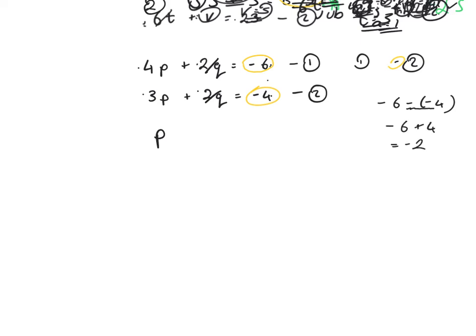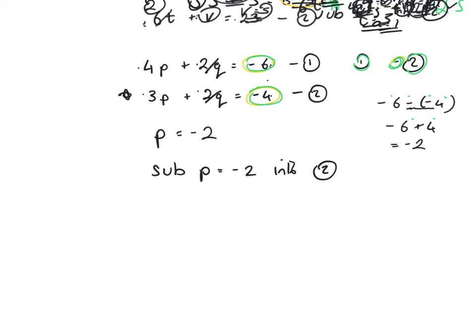and that's minus 2. So let's just go over that again. So I'm subtracting 1, take away 2. So it's going to be minus 6 minus minus 4, which is minus 6 plus 4, that's minus 2. p equals minus 2. Okay, I'm then going to sub p equals minus 2 into one of the equations. So at random, I'm going to sub p equals minus 2 into equation 2. So where I see p, I'm going to replace with minus 2 in equation 2.